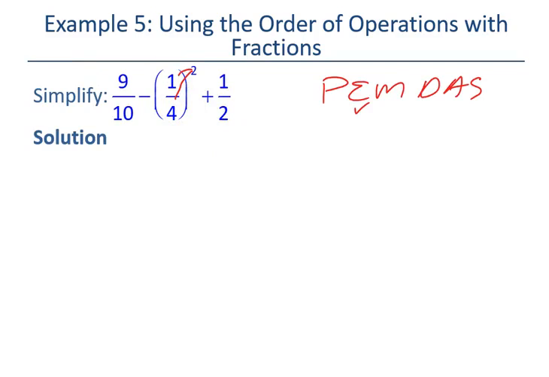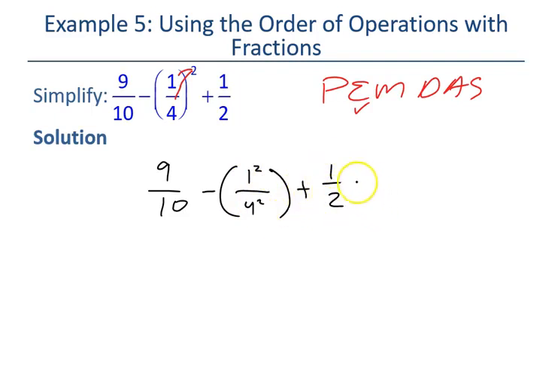So rewriting this, I'll go and do this in black. We've got 9/10 minus, let's rewrite this as 1 squared all over 4 squared, plus 1/2. Simplifying this, we have 9/10 minus, well, 1 squared is just 1, and 4 squared is going to be 16, and then plus 1/2. Well, now we need to find the least common denominator, or least common multiple.